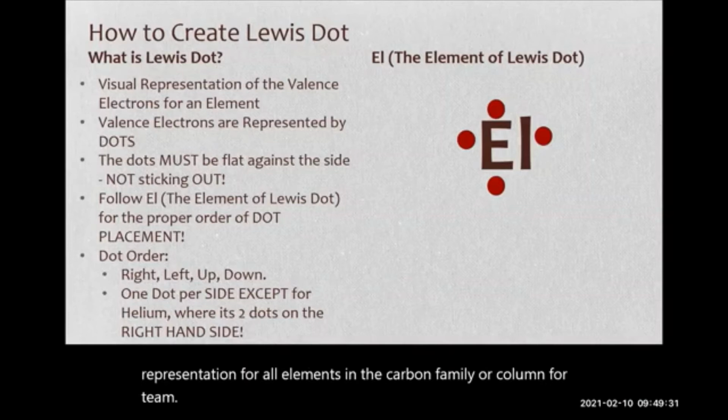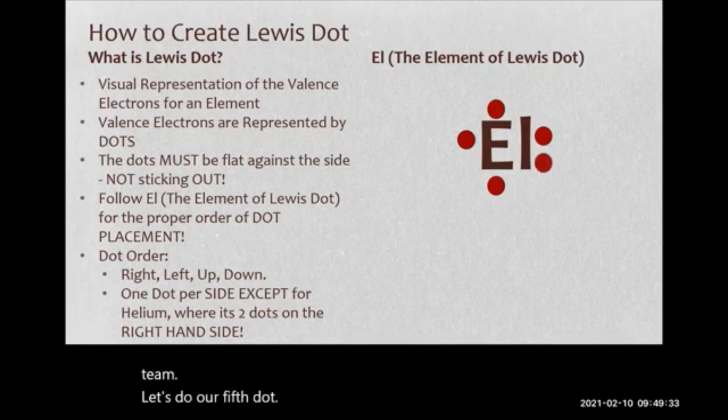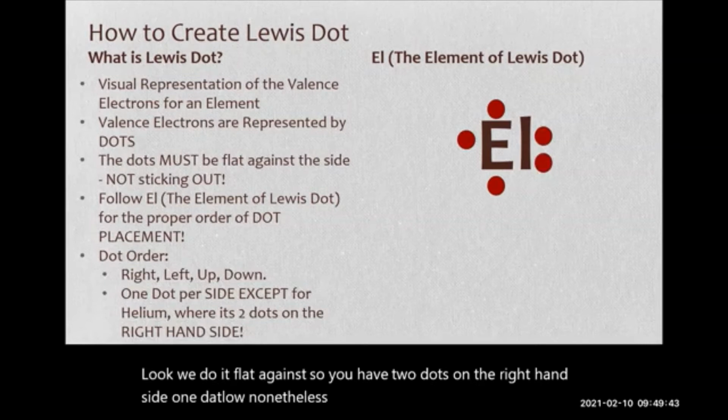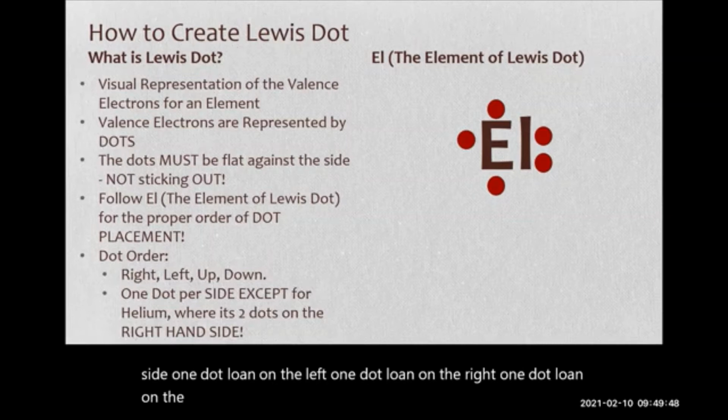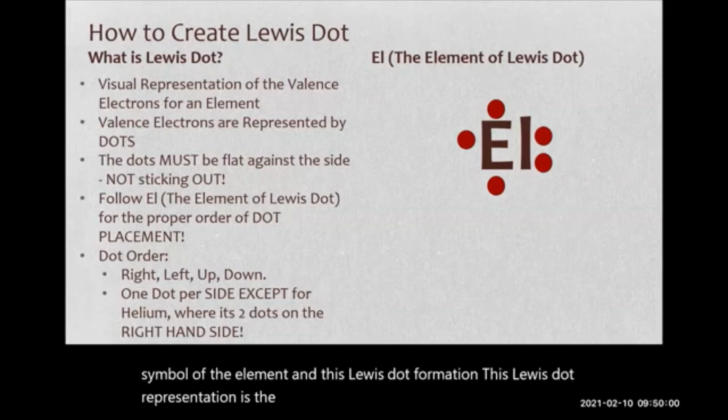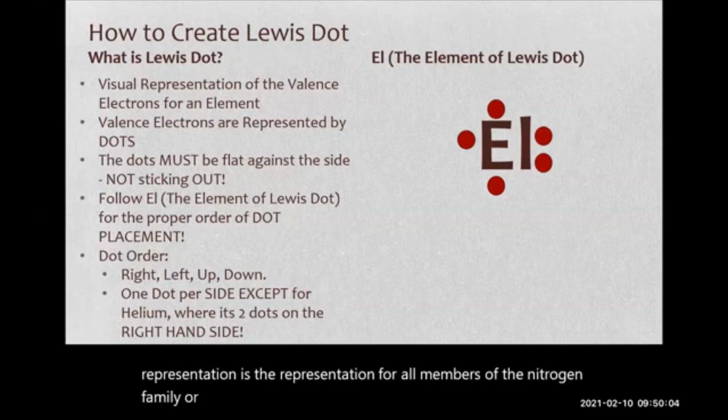Let's do our 5th dot. Look, we do it flat against. So you have 2 dots on the right-hand side, 1 dot lone on the left, 1 dot lone on the top, 1 dot lone on the bottom. Please notice that they are flush against the atomic symbol of the element. And this Lewis dot representation is the representation for all members of the nitrogen family, or column 15.